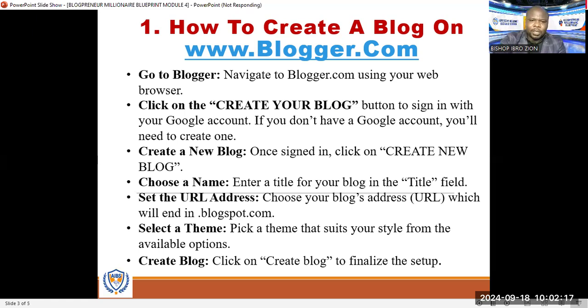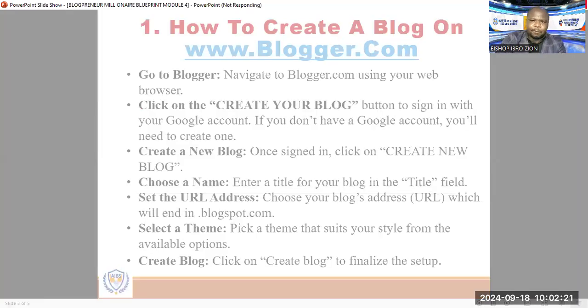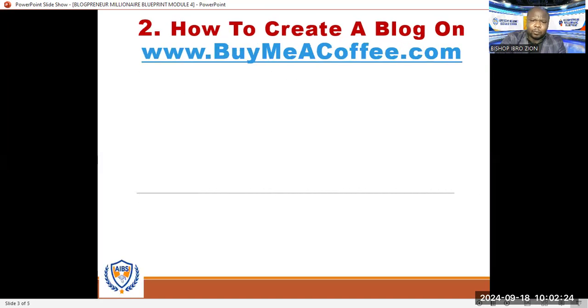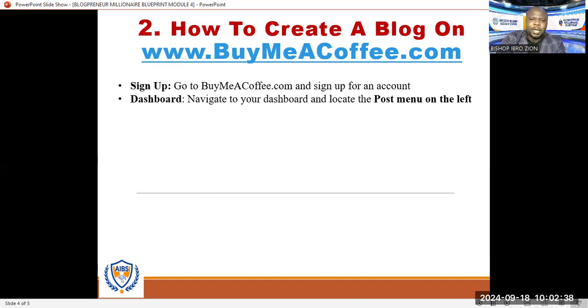Once that is done, the next thing you want to do is go to number 2, how to create a blog on buymeacoffee.com. Sign up just like you did in the first one. Go to buymeacoffee.com and sign up for an account. In the dashboard, navigate to your dashboard and locate the post menu on the left. Write a post. Click on the Write a Post button to start creating your blog post.